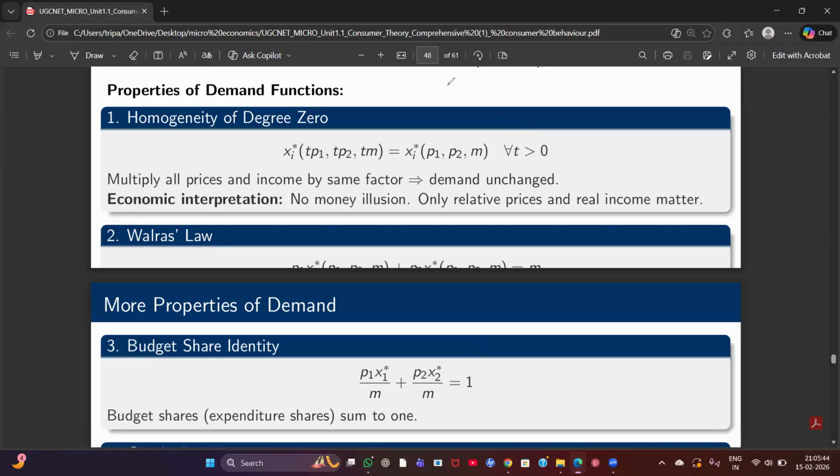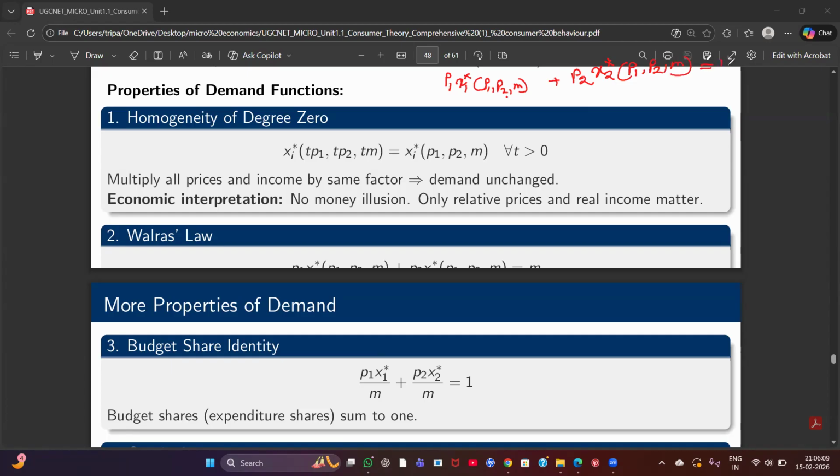P1 is my price. I'm choosing X1 star. This X1 star depends on P1, P2 and money income M. This is the expenditure on first commodity, when I choose the optimal bundle, plus price of second commodity into the optimal bundle of second commodity. That depends on P1, P2 and M.